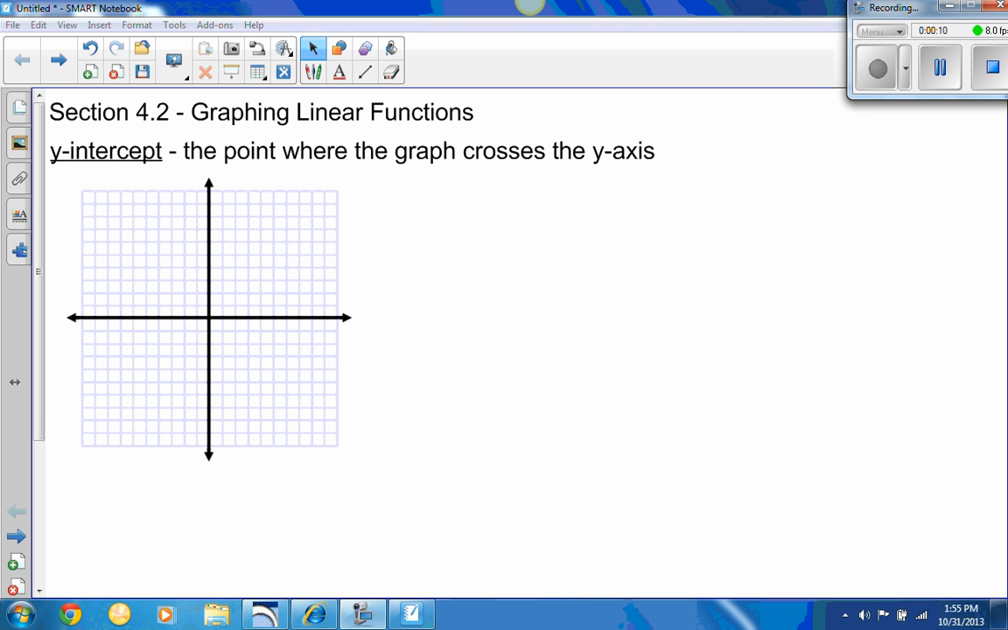And to be able to do this, you need to understand what the y-intercept is. I talked about this a little bit in the last section. It's just the point where the graph crosses the y-axis. And remember that the y-axis is this one. So if I have a point right there, that's where it crosses the y-axis.